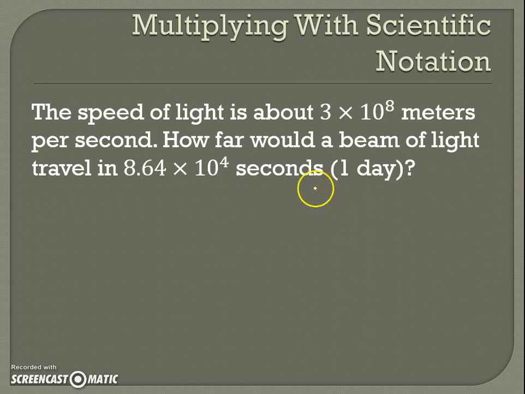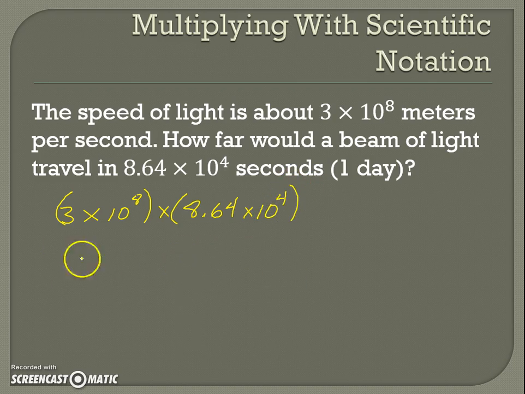How far would a beam of light travel in 8.64 times 10 to the 4 seconds? This is how many seconds are in one day. So to find this, if it goes that far per second, and this is how many seconds there are, you're going to multiply these two things. So I have 3 times 10 to the 8th. Remember, scientific notation is used to write out really large or really small numbers. So I'm going to multiply these two things.